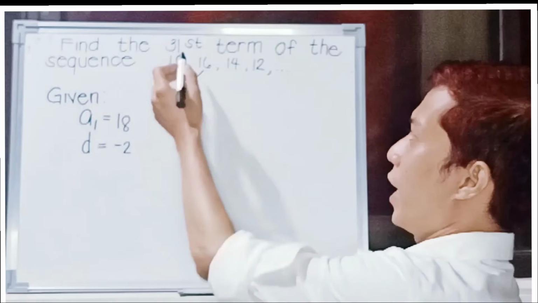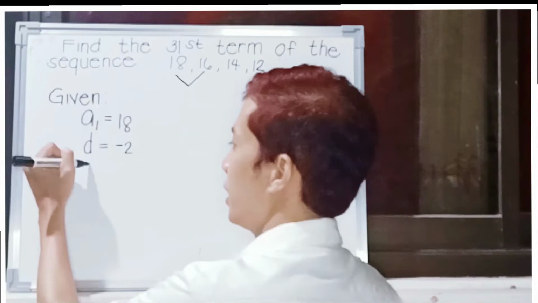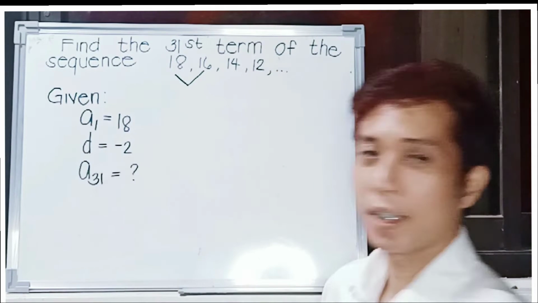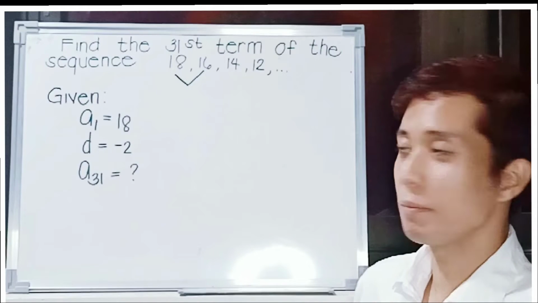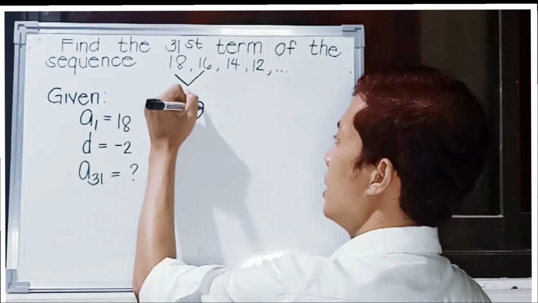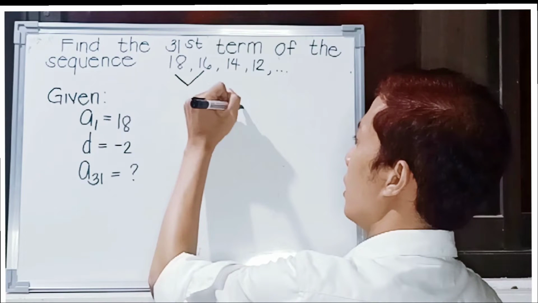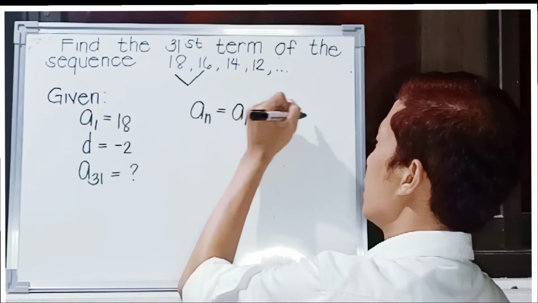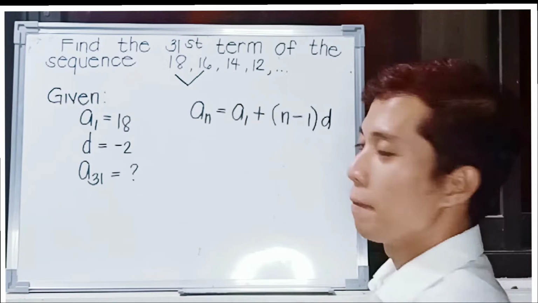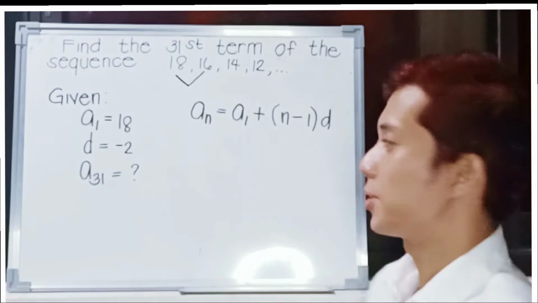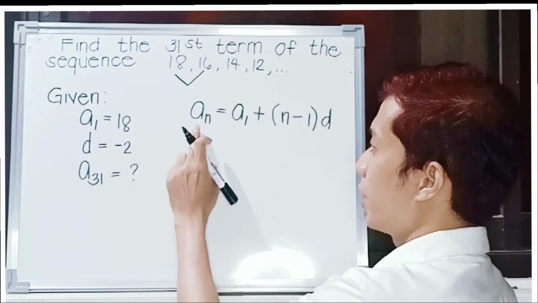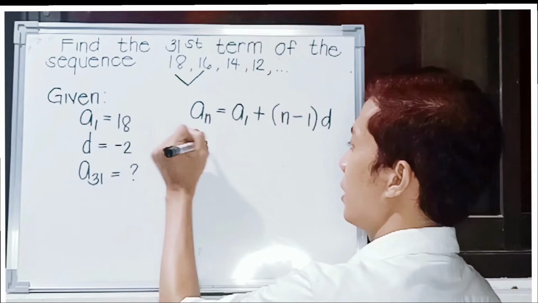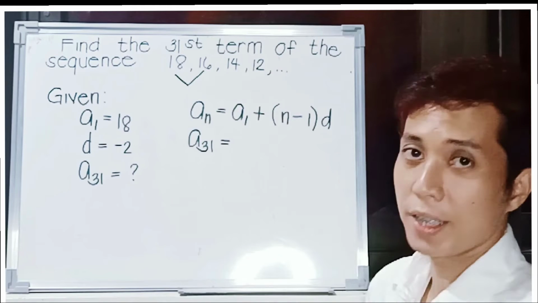We are asked to find the 31st term. Therefore, a sub 31 is missing. Our formula for arithmetic sequence is a sub n is equal to a sub 1 plus quantity n minus 1 times d. Let us substitute the given values. We're asked to find a sub 31, so a sub n will be replaced by a sub 31. So a sub 31 is equal to, what's our a sub 1?